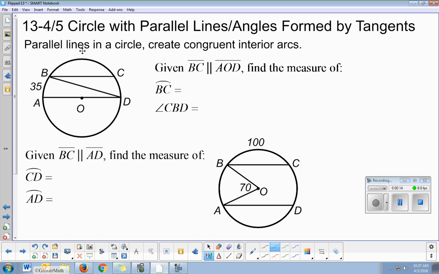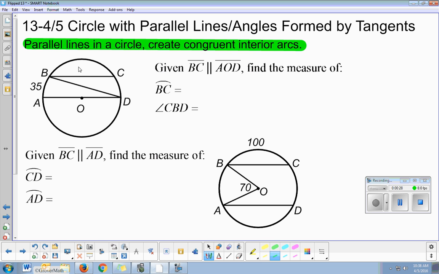So the key for parallel lines is this one phrase right here, and that's simply that parallel lines in a circle create congruent interior arcs. That's it. So, for example, given BC is parallel to AOD.